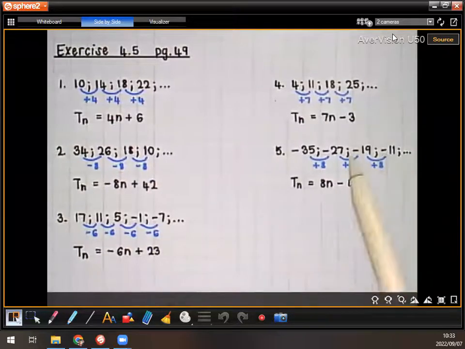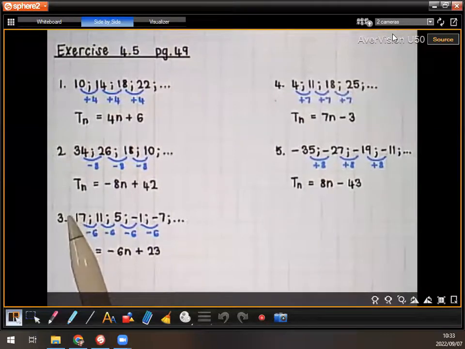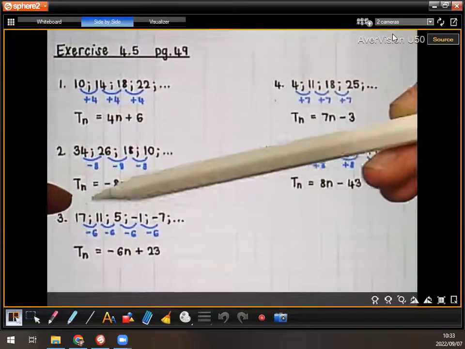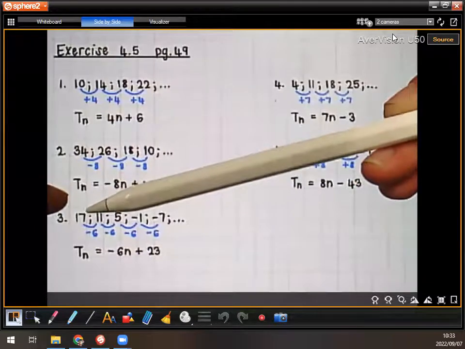Yeah, these numbers are quite small in number 3 and number 5 as well. For the next one, you have minus 6 every time, so minus 6n. And then if you have negative 6 times 1, that's negative 6. Then you must still add 23 to it to get to 17.